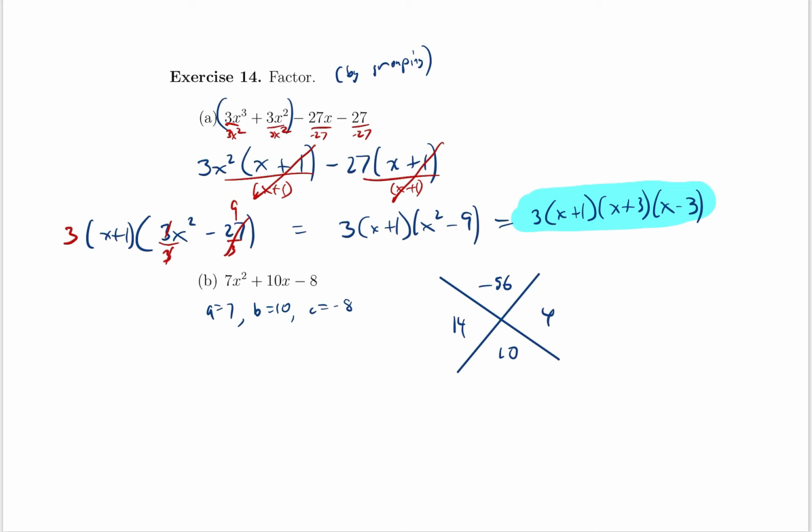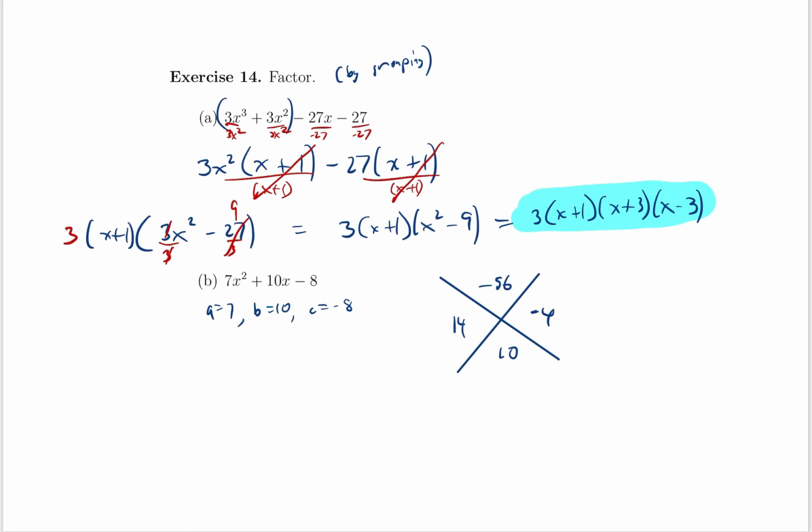14 times 4 is 56. And if you subtract or you add a negative, then that becomes positive 10. So the 4 has to be negative because when you add these two, that gives you positive 10. And when you multiply them, that gives you negative 56.